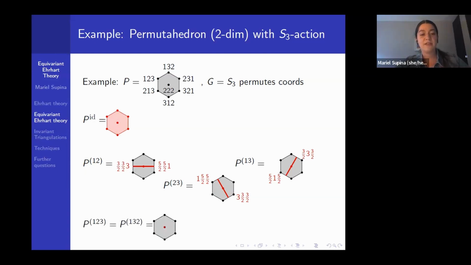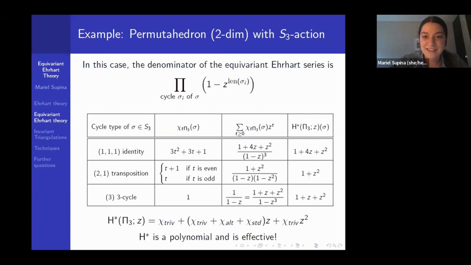And then lastly, we need to look at the 3-cycles. This is like cyclically rotating coordinates. And when we do that, only this point in the middle, (2, 2, 2), is fixed by that action. So the fixed polytope is just that point. Okay, so these are the fixed polytopes that we get. And then what we'll do is look at the Ehrhart series of each of these fixed polytopes, and then go backwards to the characters of S3 and figure out how to use linear combinations of the characters of S3 to get something that evaluates to the Ehrhart series of each of these fixed polytopes. So I have this helpful table here.